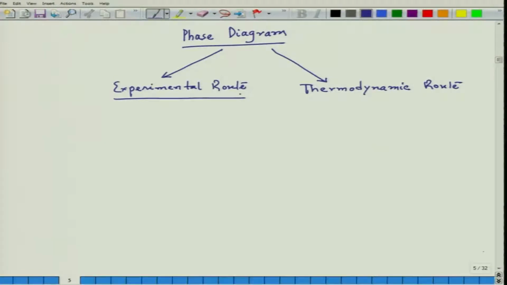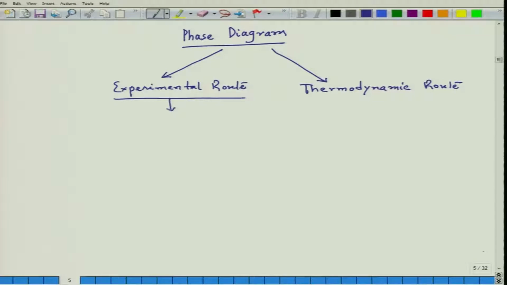So, first we will start with the experimental route, and in the previous lecture we talked about two phase diagrams. One was isomorphous, another one was eutectic, and today we will try to get the isomorphous phase diagram as well as a simple eutectic phase diagram after doing a couple of experiments on a series of alloy systems, series of alloy mixtures.